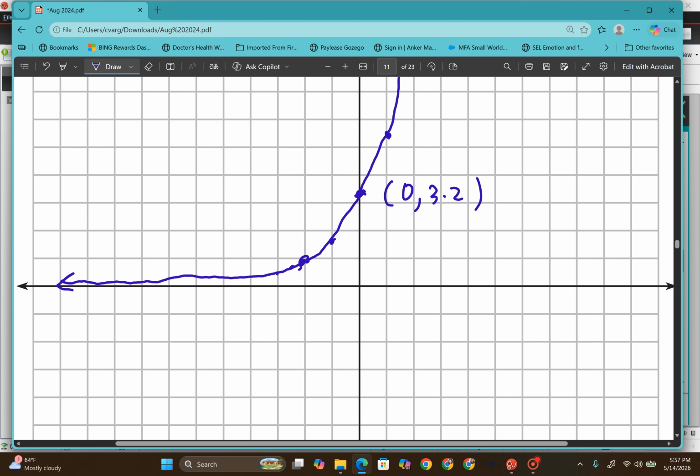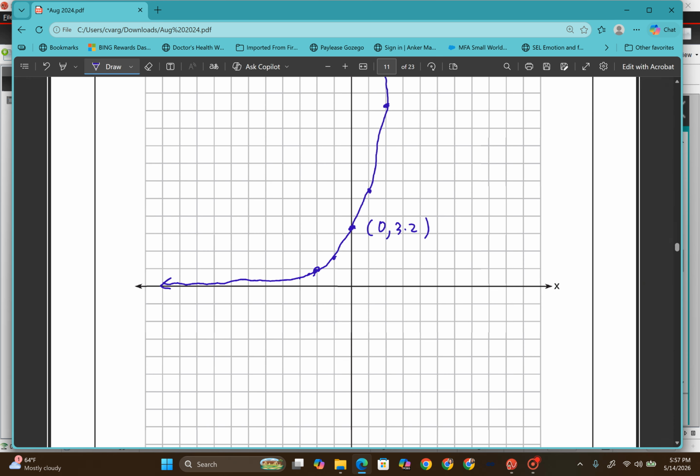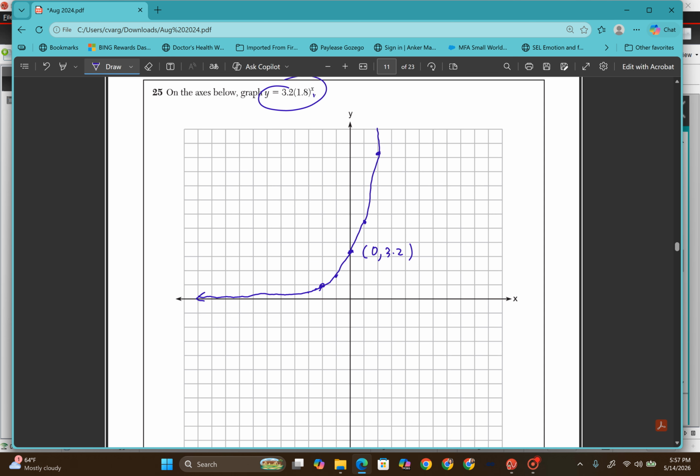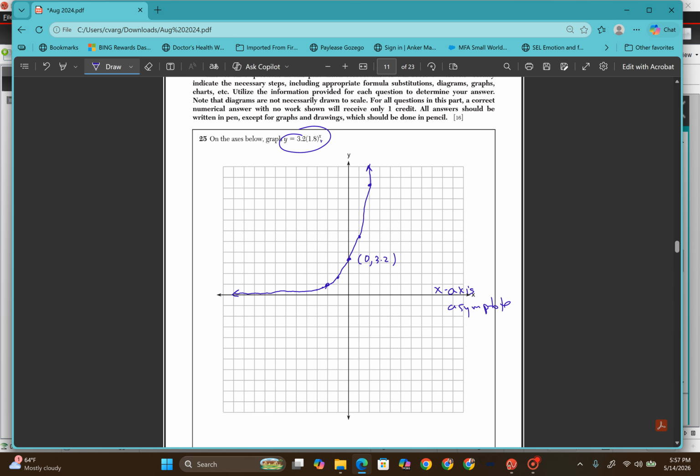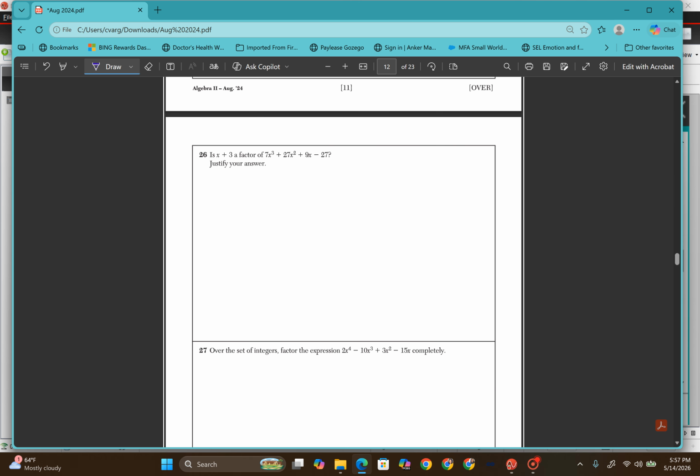And that would indicate that you know that the x-axis is the asymptote. So x-axis is the asymptote. And that's how you get full points for this question, okay? No willy-nillying this. Is x plus 3 a factor of?